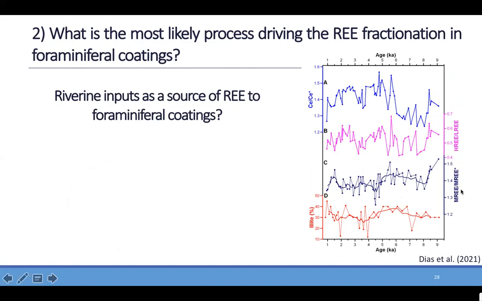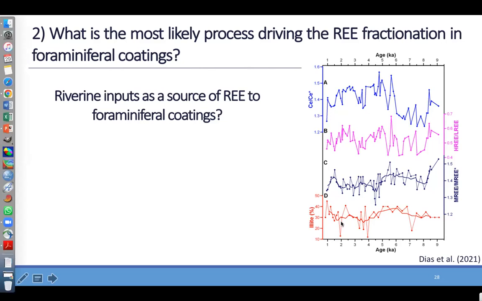When we look more closely at the cerium anomaly and the heavy rare earth elements, we see that the variability seems similar, especially in the peaks here. But the mid rare earth element anomaly is not expressing the same variability. Actually, the mid rare earth elements are quite close to the values in a sediment core nearby. And the first thing that comes to my mind is that we have a different process driving the cerium anomaly and heavy rare earth elements in comparison to the mid rare earth element anomaly.